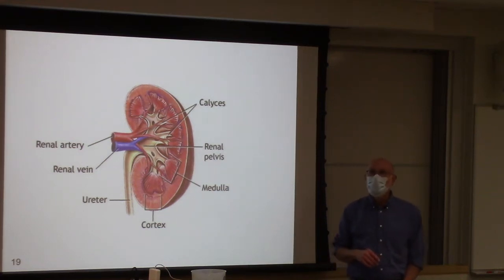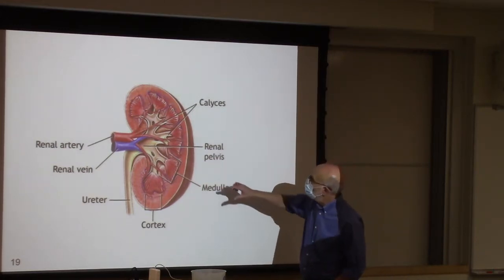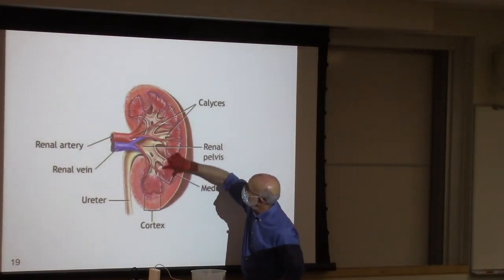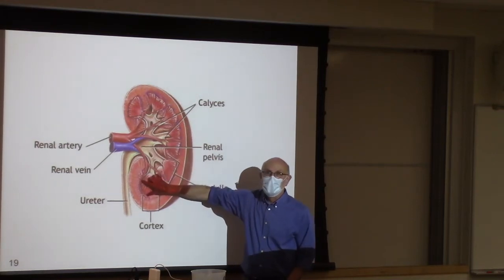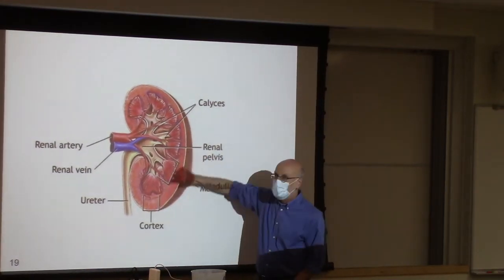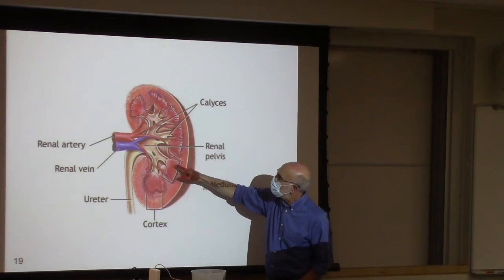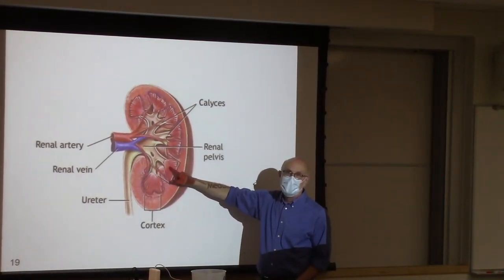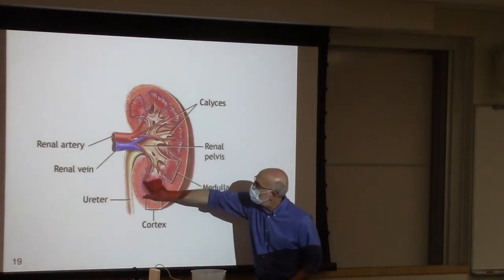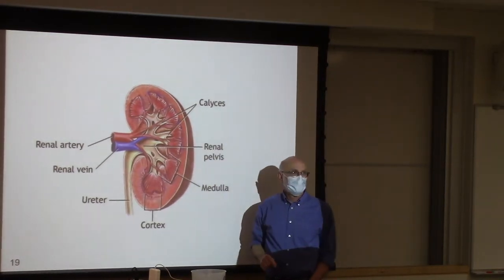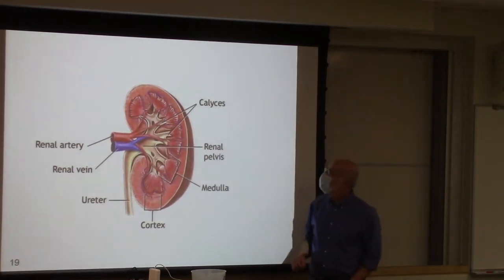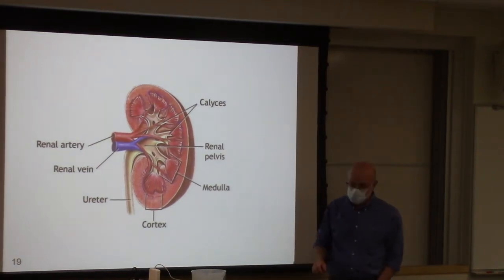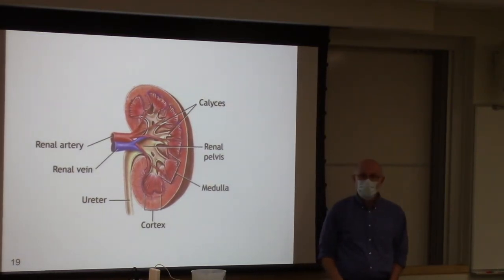Ready? Is labeling the medulla here as well? Yeah. So this is trying to illustrate that this layer is the medulla, and this layer is the cortex. This structure is a pyramid, but this layer is the medulla. Other questions?